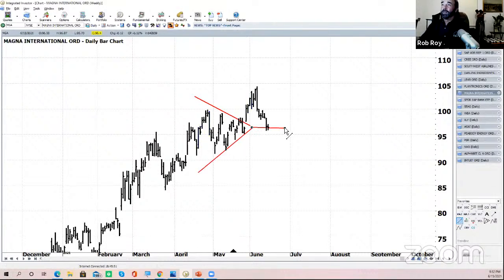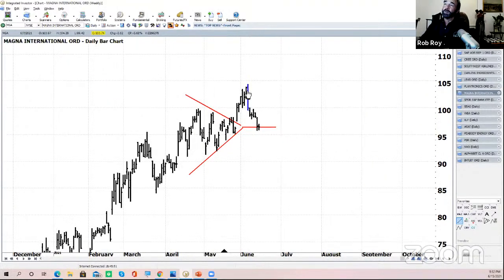I mean, this is amazing stuff, isn't it? You've got to learn this strategy. It's really cool. So we'll see if we break back to the upside from here after the retracement.